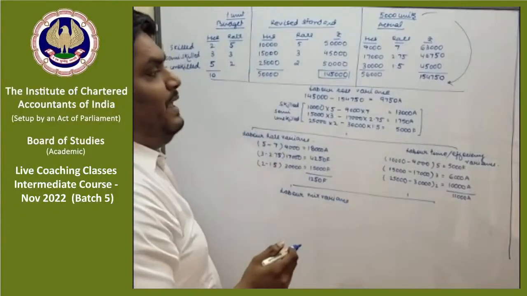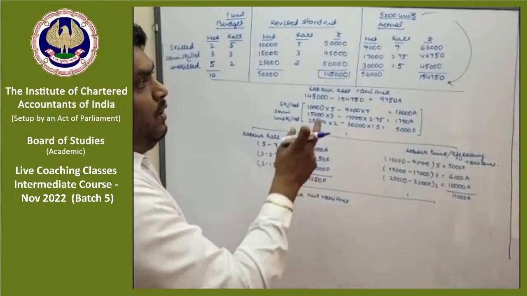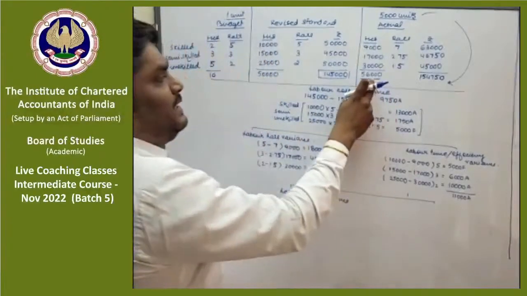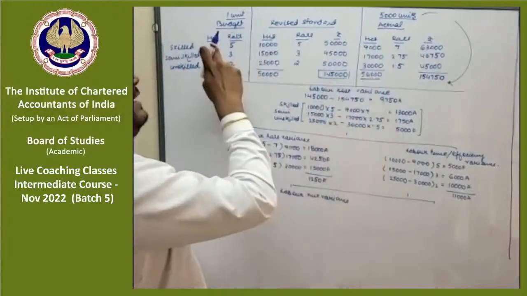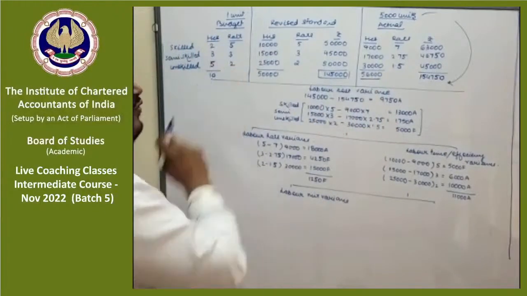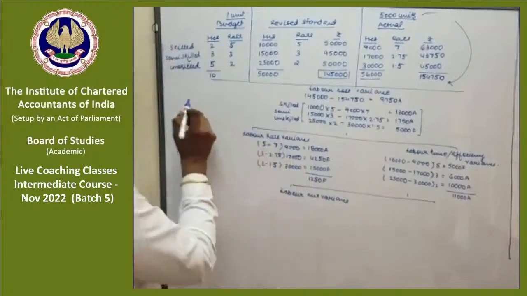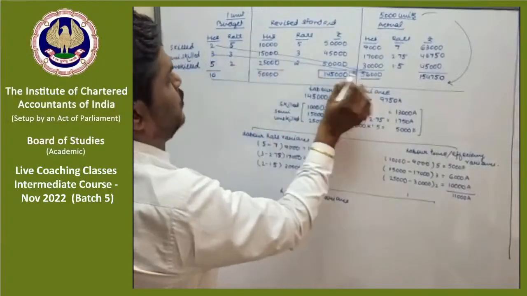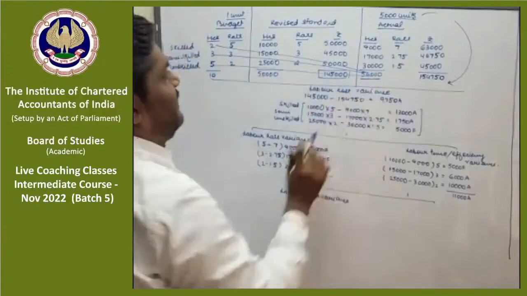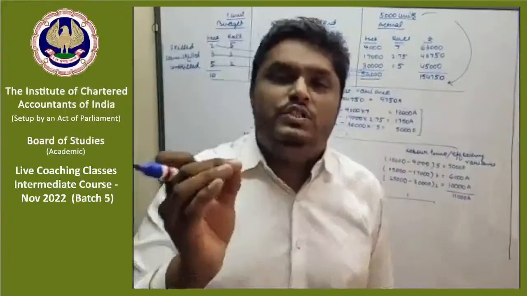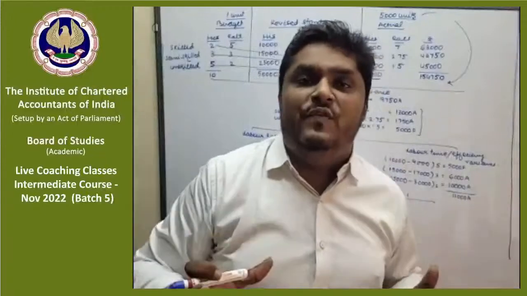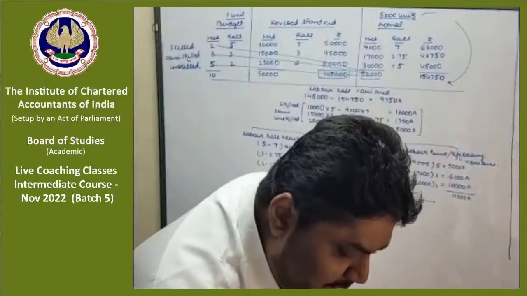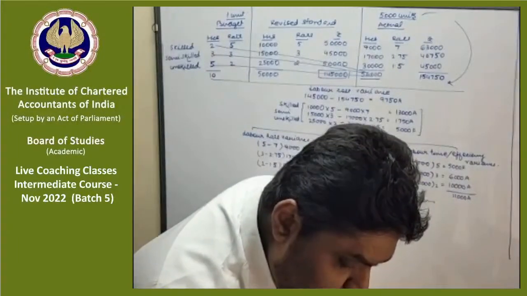So very simple, guys. When talking about the actual hours, it is 56,000. We should work in the ratio of 2:3:5. The actual hours, 56,000, should be in the ratio of 2:3:5. We have to distribute 56,000. So 56,000 into 2 by 10.